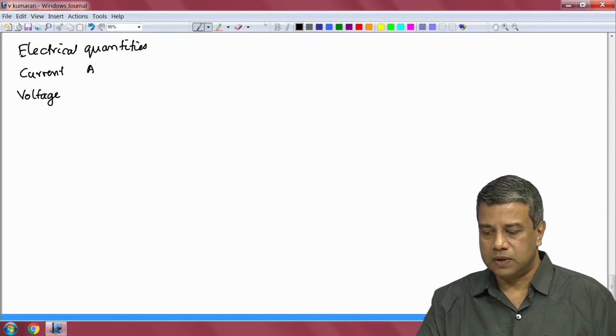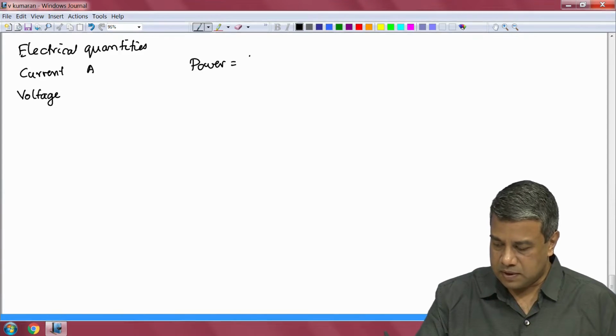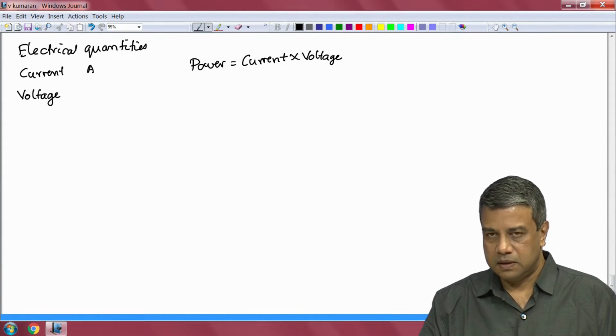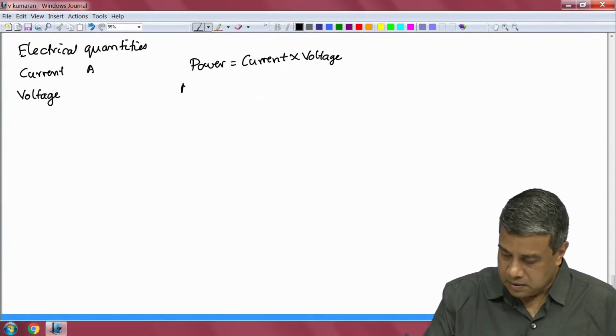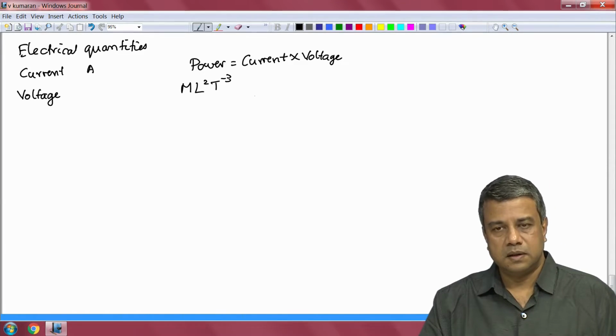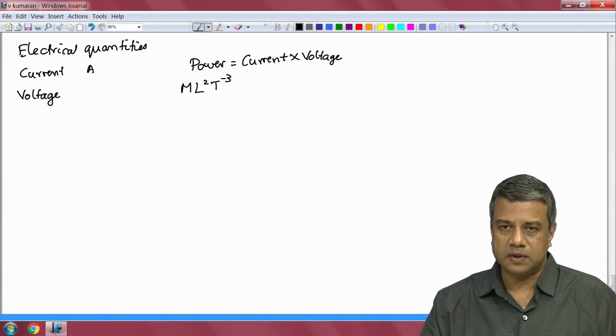We know that the power in a circuit is equal to the current multiplied by the voltage. The dimension of power, energy per unit time, is M L square T power minus 3. Energy is M L square T power minus 2, force into distance. Power is energy per unit time.